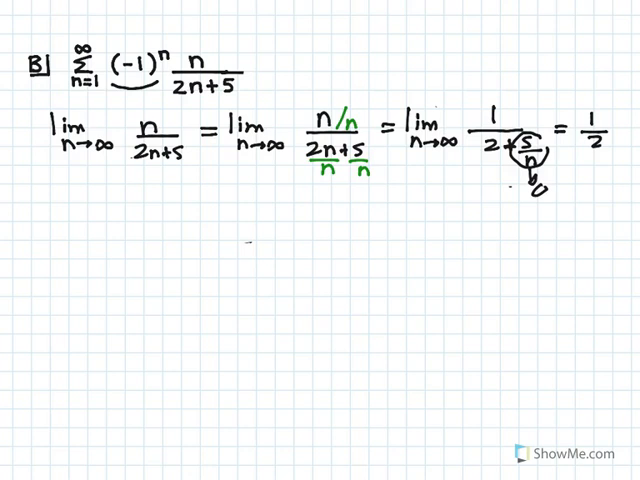Now let's explore this a little bit further. Let's look at the limit as n approaches infinity of minus 1 to the power of n times n divided by 2n plus 5.